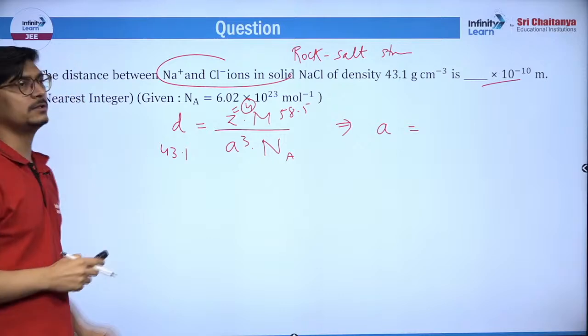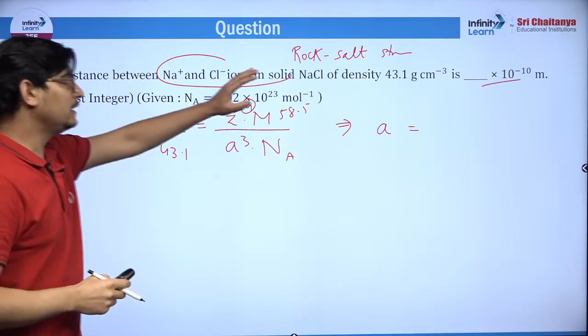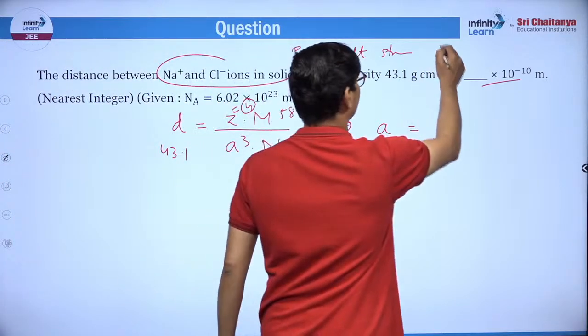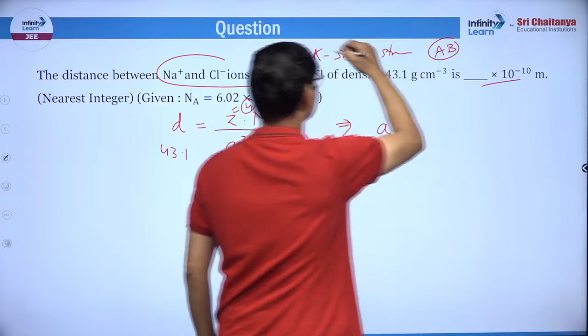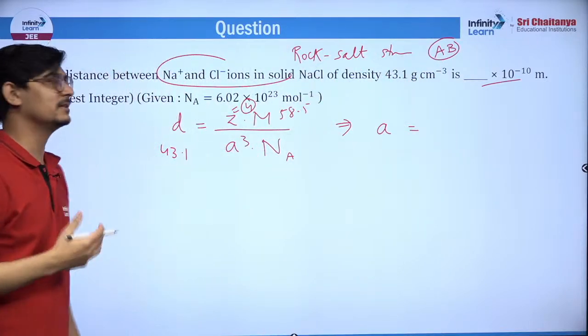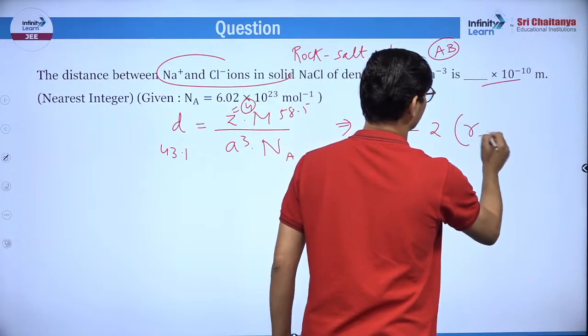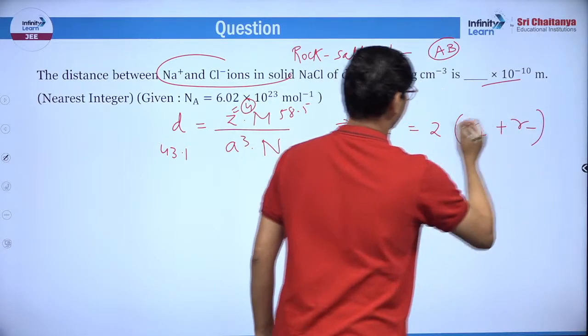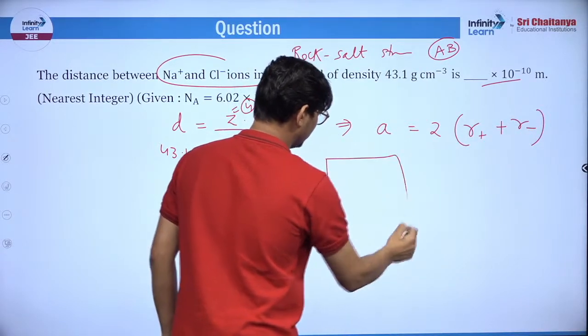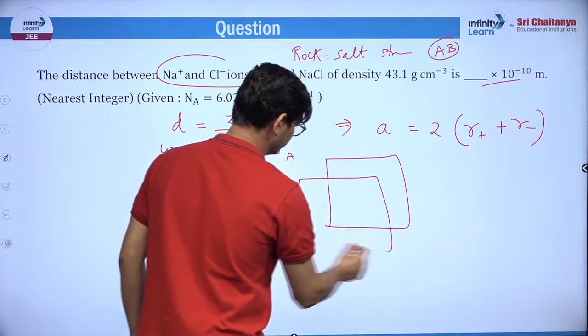And then the point of importance: for any ionic solid of type AB, one cation, one anion, that crystallizes in rock salt structure, NaCl type structure, the edge length is twice the distance between cation and anion. So basically I'll show you diagrammatically also.